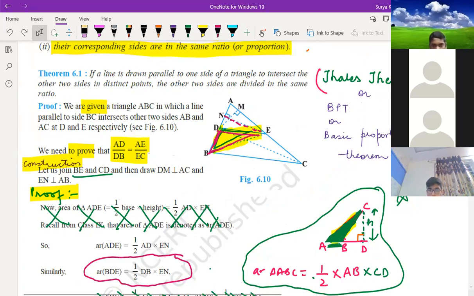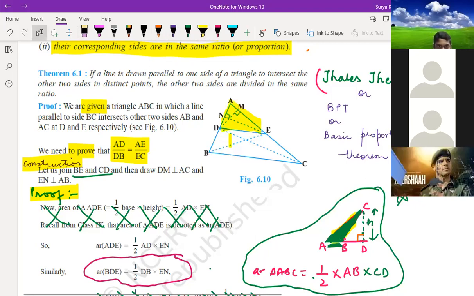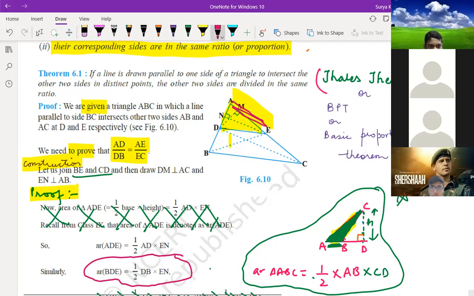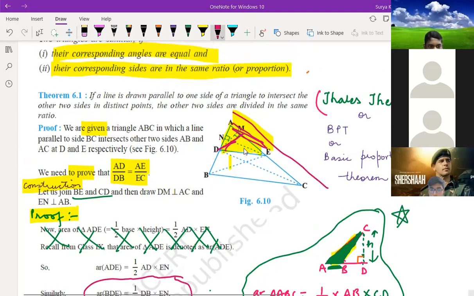Now see, children. For the same triangle we should find the area again, but now we will find the area of ADE. Now we consider the base as AE and height as DM. See, the base is this much and the height is this one. Now we are considering this side. Okay, now see what we can do here.